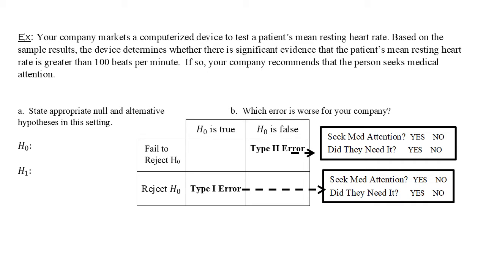So in this example, your company markets a computerized device to test a patient's mean resting heart rate. Based on the sample results, the device determines whether there is significant evidence that the patient's mean resting heart rate is greater than 100 beats per minute. If so, your company recommends that the person seeks medical attention. Now let's think about, in this case, what our null and alternative hypotheses are.